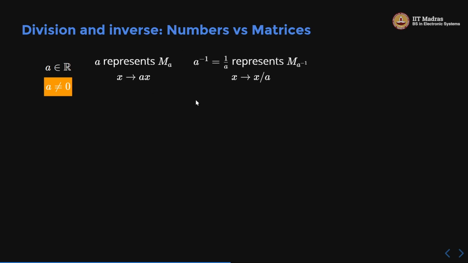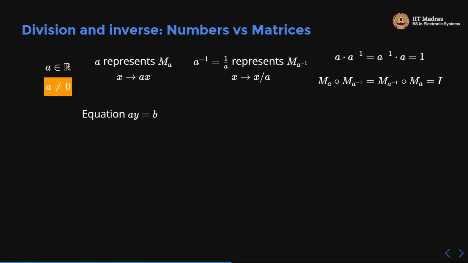So in that sense, a inverse, which is actually 1 by a, represents multiplication by a inverse, which takes x to x by a. Okay, so you divide x by a. So here you multiply x by a, here you divide x by a, and if you compose these two, you get identity, right? So if you compose Ma with Ma inverse or Ma inverse with Ma, you get identity, which is how the multiplication is defined. You take a into a inverse, a inverse into a to be equal to 1, which is the multiplication by 1, which is like the identity, right? So this is a correspondence which we carried forward into the matrix world.